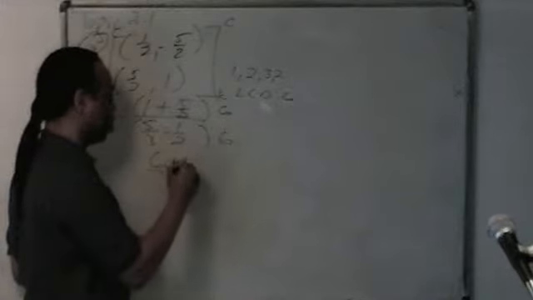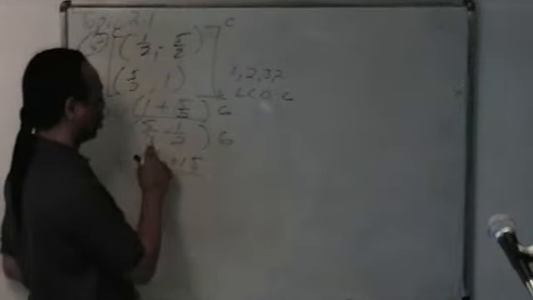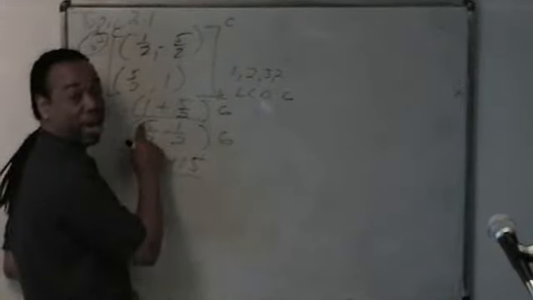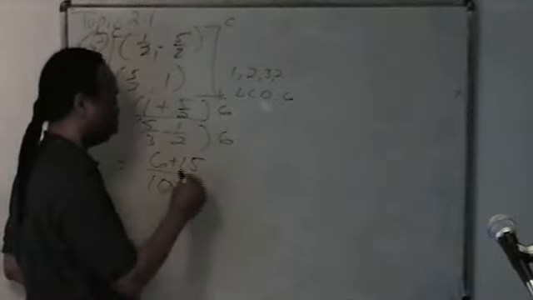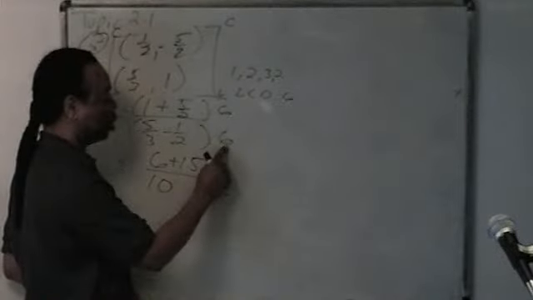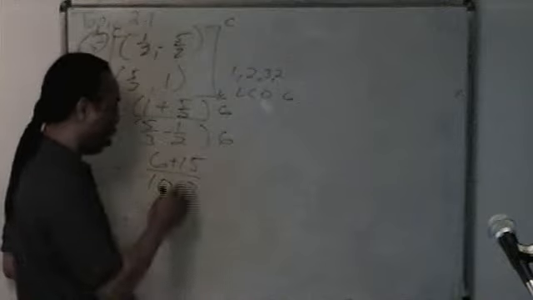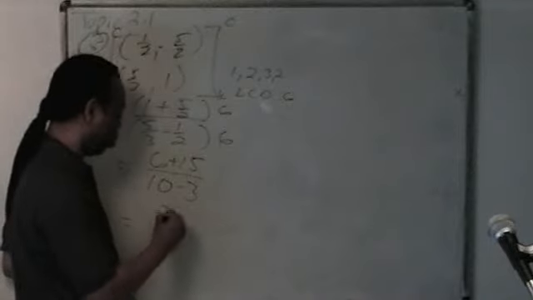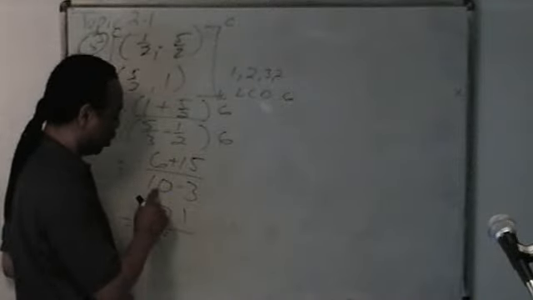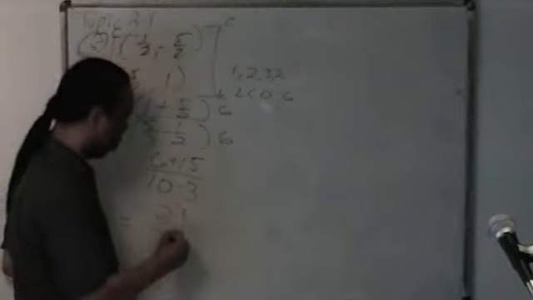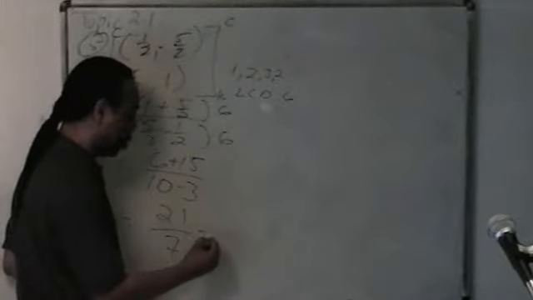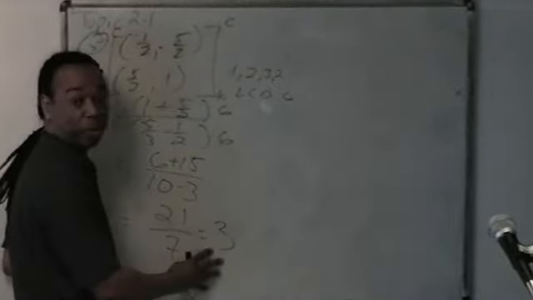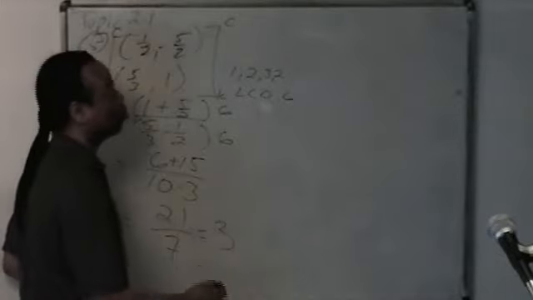3 times 5 is 15. 6 divided by 3 is 2. 2 times 5 is 10. 6 divided by 2 is 3. 3 times negative 1 is negative 3. And now we have whole numbers. 6 and the 15 gives me 21. And the 10 minus the 3 gives me a 7. This simplifies to a slope of 3. So my slope is 3.